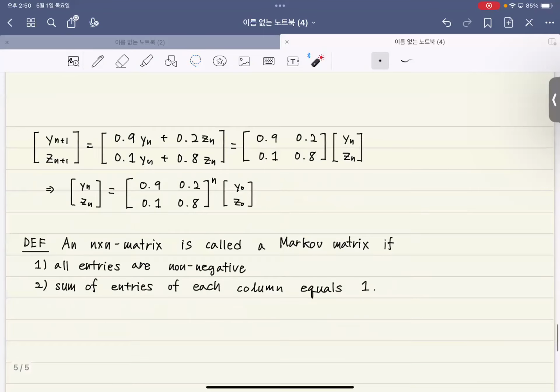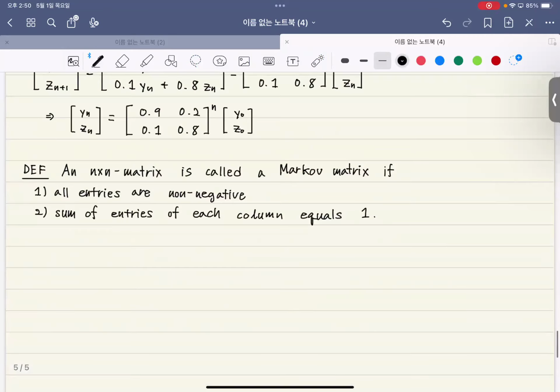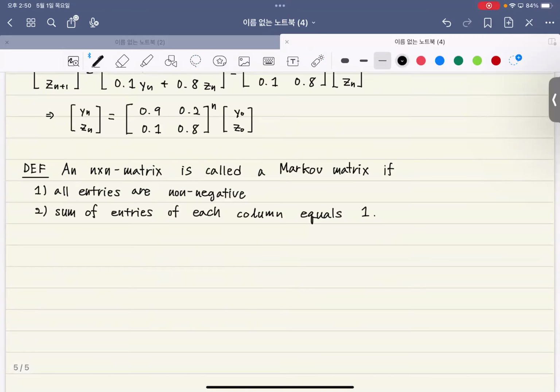So let me try to find the solution of this problem. Well, the solution is very simple. First, we need to diagonalize the Markov matrix A. We diagonalize the matrix.